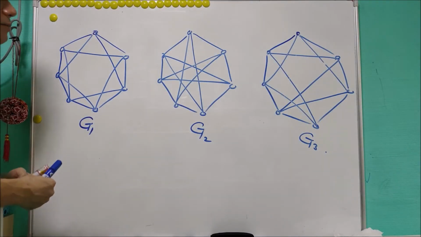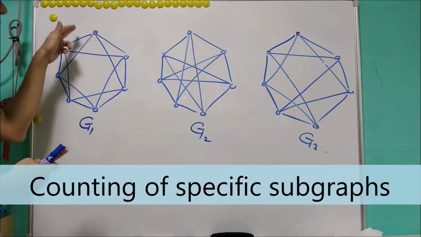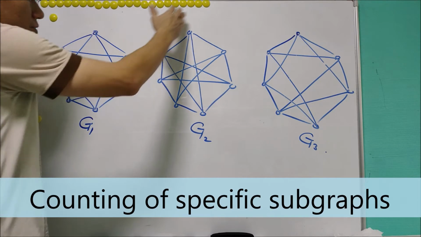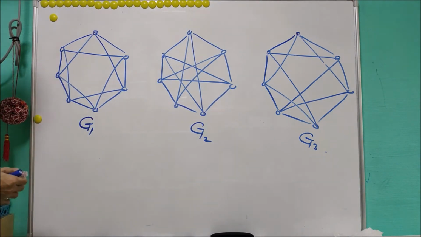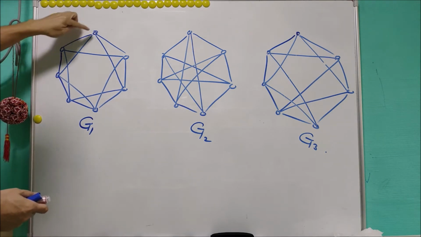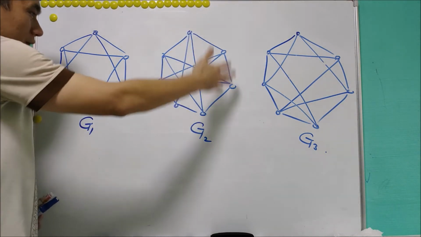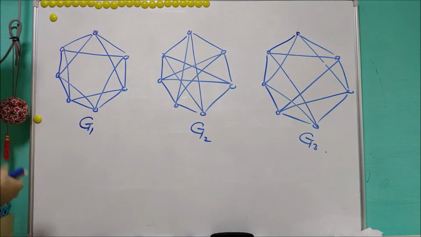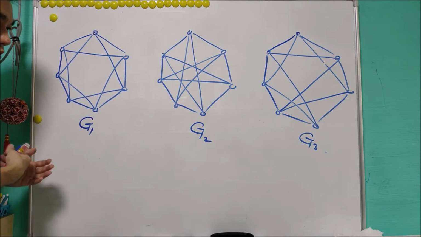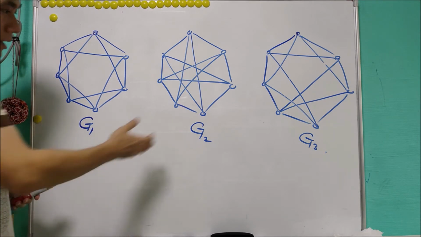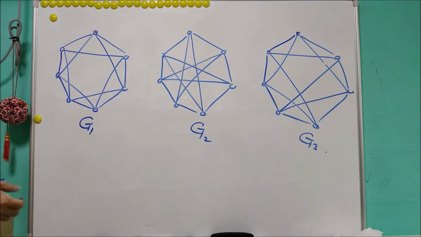One of the common ways that people use is to consider the subgraph. Let's say it consists of triangles: how many triangles in G1 and how many triangles in G2. Personally, I do not encourage you to use this method because there are many triangles here, and also quite a number of triangles here. So sometimes it's quite confusing. Unless it is the special case whereby the first graph does not have a triangle at all, but the other graph has more than one triangle, then it's okay to argue in that way.